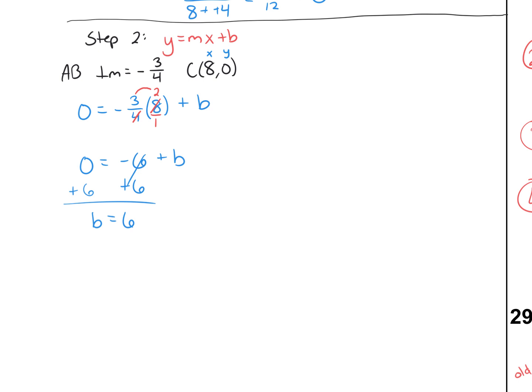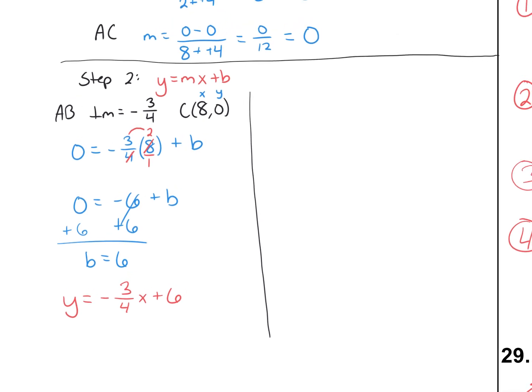Don't brain fart here. What do I do next? Plug it back in. Write the equation. So I get y equals negative 3/4 x plus 6. Good. What do I do next? Same thing for AC.